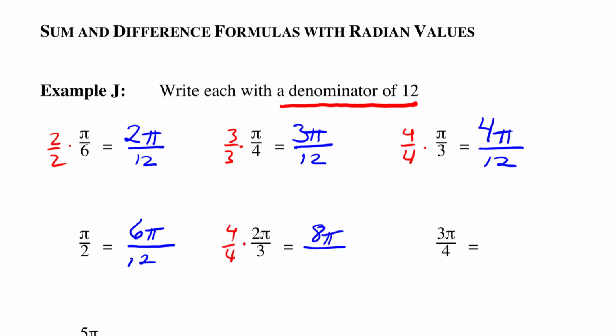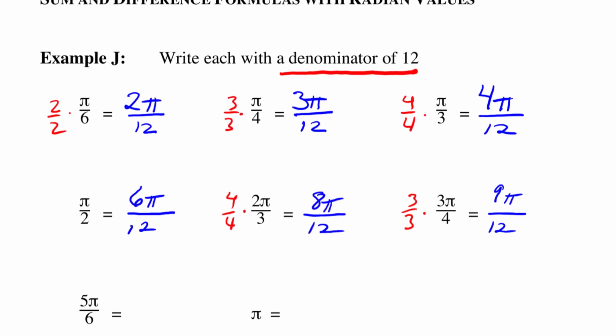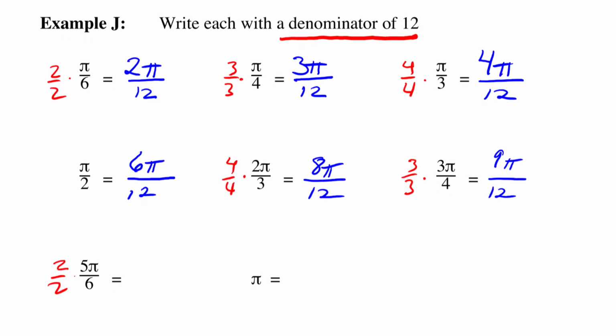And I'll just go ahead and fill in the last few rather quickly here. Something you can do on your own, certainly. So what you see here are 2 pi over 12, 3 pi over 12, 4, 6, 8, 9, 10, and 12 pi over 12.